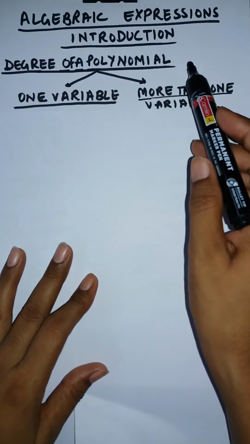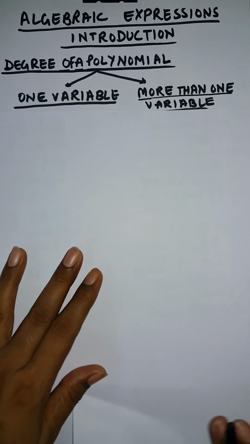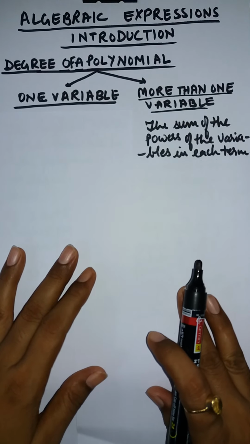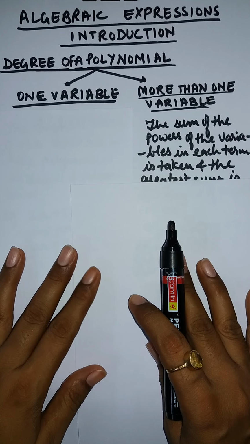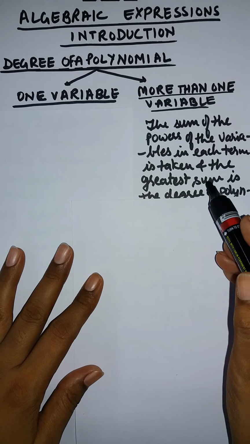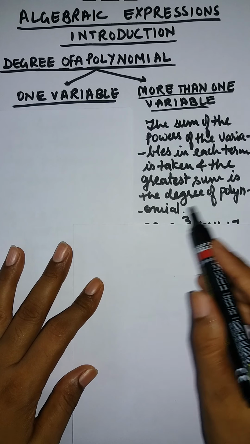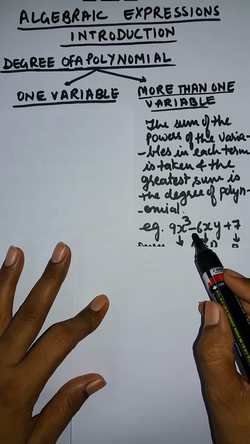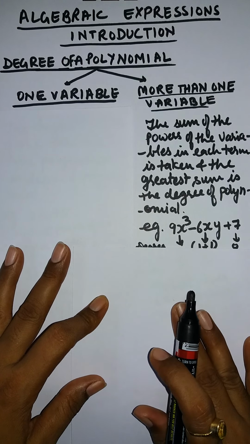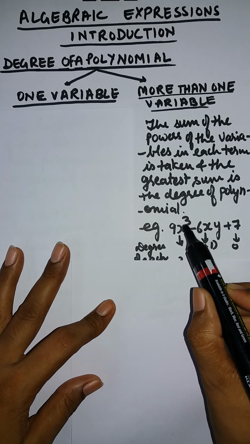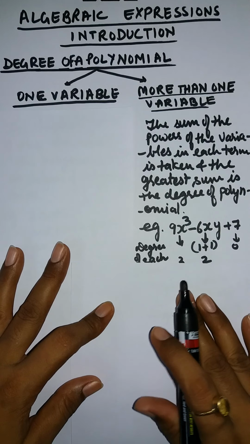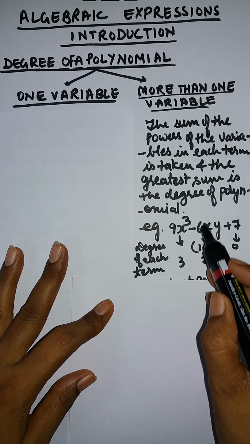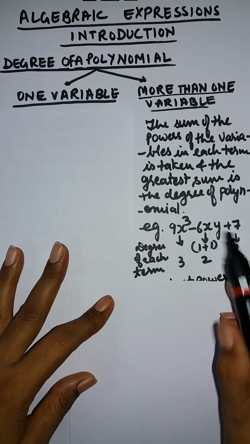Now, degree of polynomial when the expression has more than one variable. The sum of the powers of the variables in each term is taken first, and the greatest sum is only the degree of polynomial. For example, 9x cube minus 6xy plus 7. We see here x is having 3 degree, 3 power. xy is having 1 and 1, that is total 2. We find the sum of the degree here in each term.